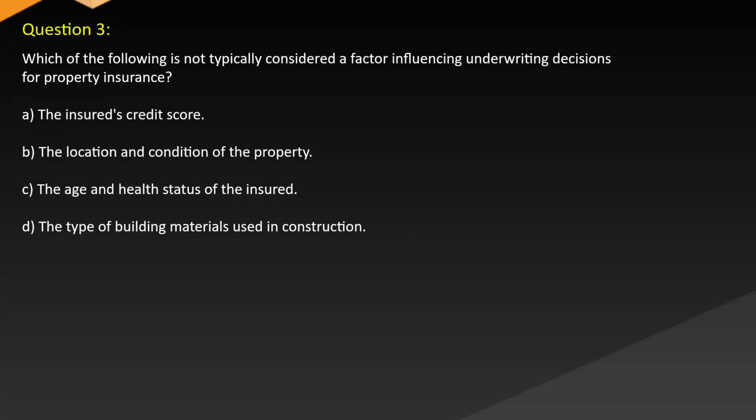Question 3. Which of the following is not typically considered a factor influencing underwriting decisions for property insurance? A. The insured's credit score. B. The location and condition of the property. C. The age and health status of the insured. D. The type of building materials used in construction.